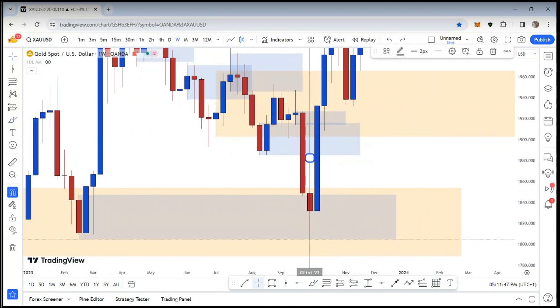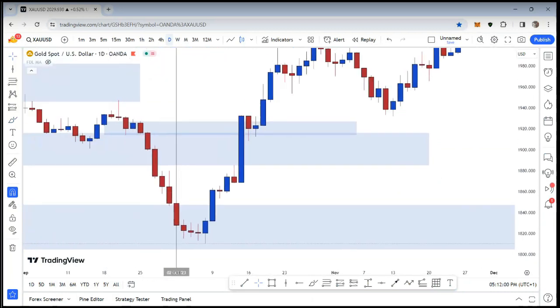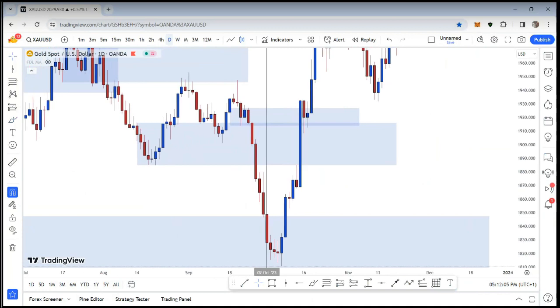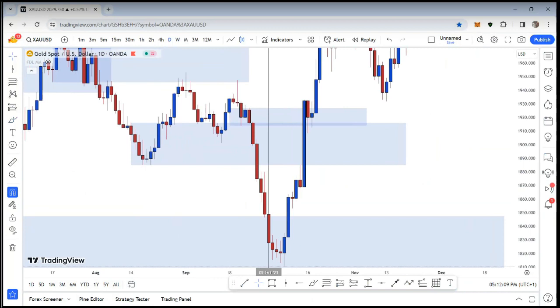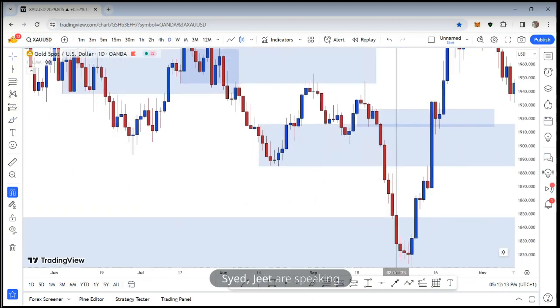So, basically, if we put a line on the first closure of price when price tapped that zone, and we are going back to the daily, now according to the law of structures, what structure can you see on the daily time frame? Is it a bullish structure or a bearish structure? Bearish. Bearish, right? Yes.